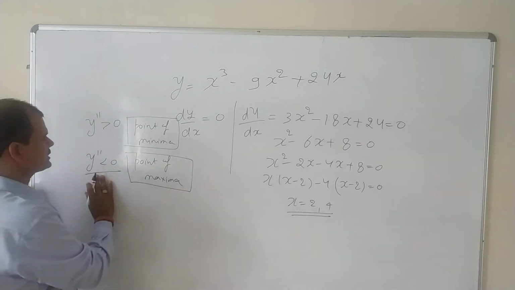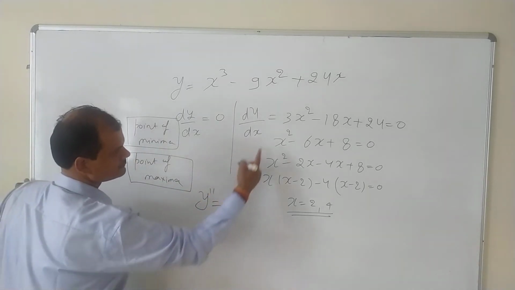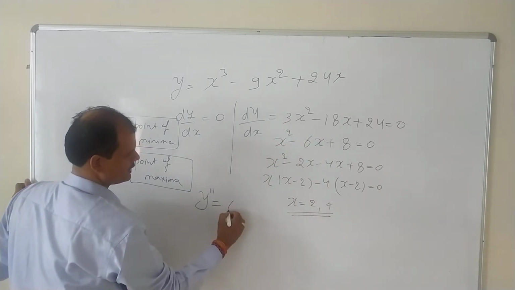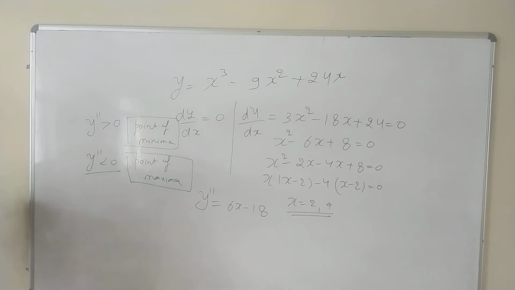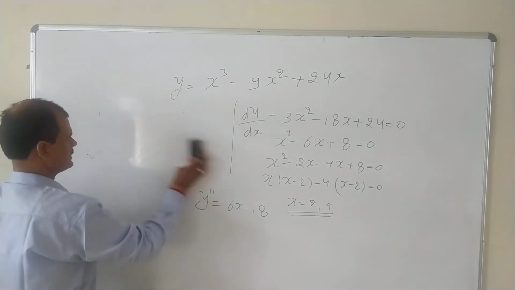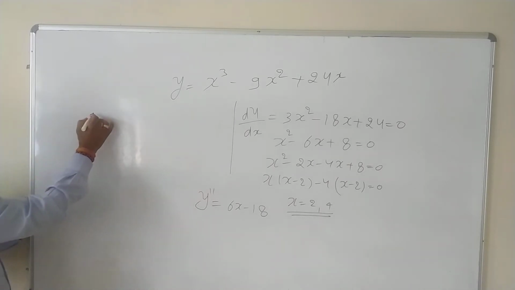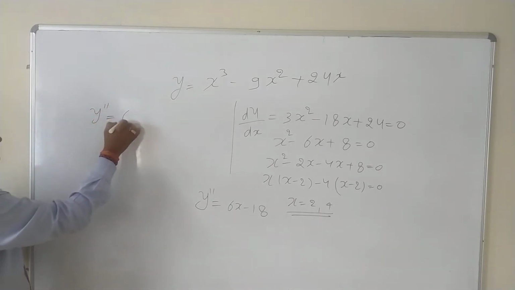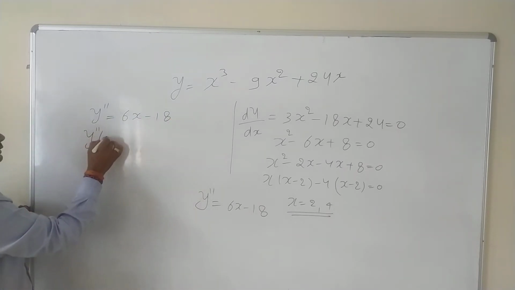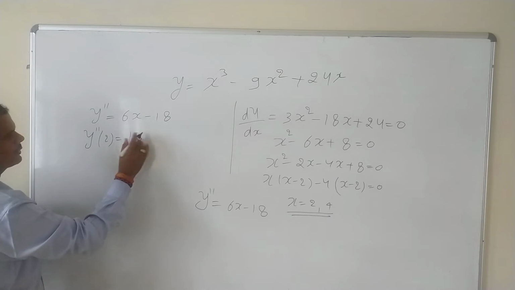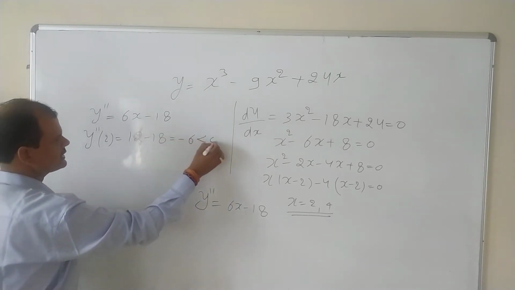So let us see, the second derivative y double dash is, this is your first derivative, we have 6x minus 18, right? This is your second derivative. So let us check the second derivative test for getting the maxima, minima points. So y double dash equal to 6x minus 18. So y double dash at 2 equal to 12 minus 18 equal to minus 6, less than 0.